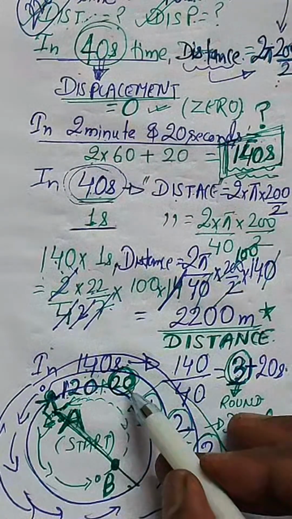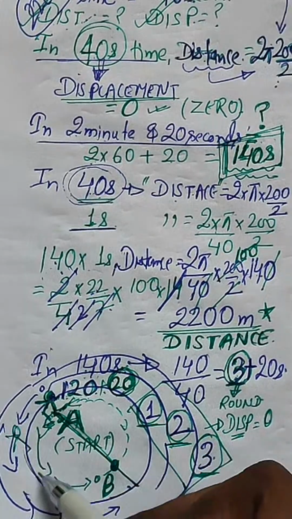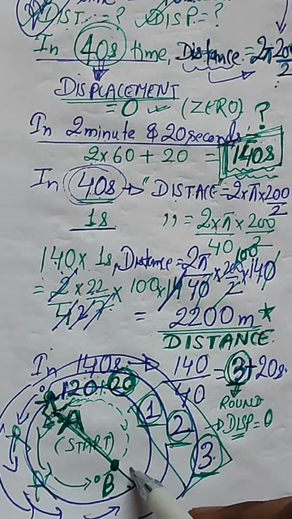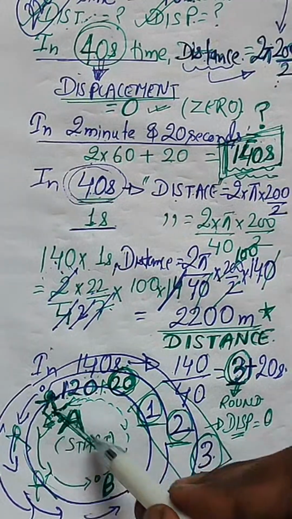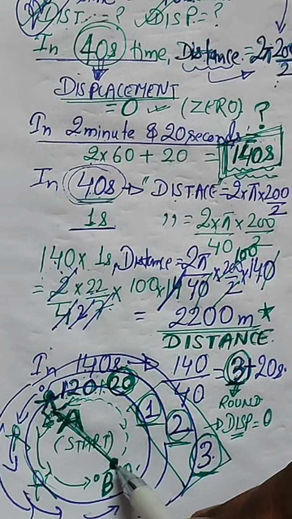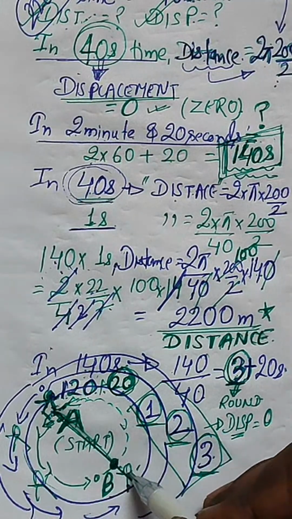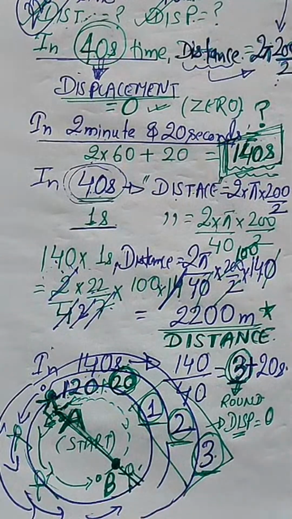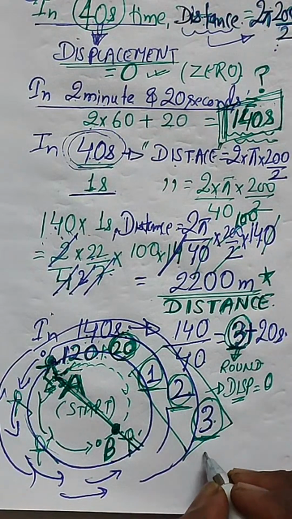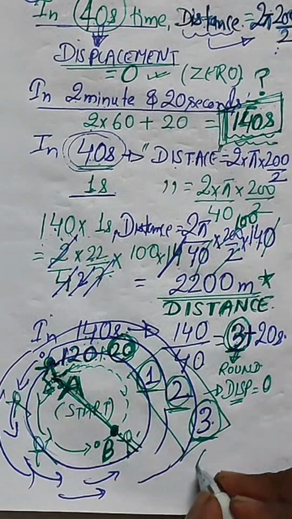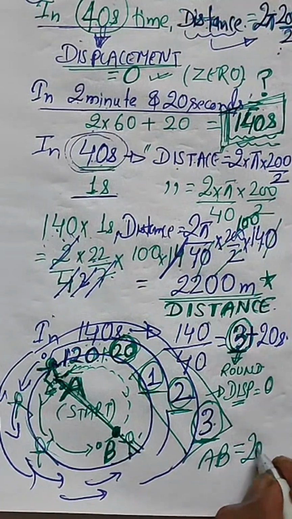That means in the next 20 seconds the athlete keeps on running, and he reaches point B, this point. So B is at a distance exactly opposite to A. So we can say the distance AB is nothing but the diameter, right? So the displacement after 140 seconds will be equal to the diameter length, that is AB, and AB is given to you as 200 meter.